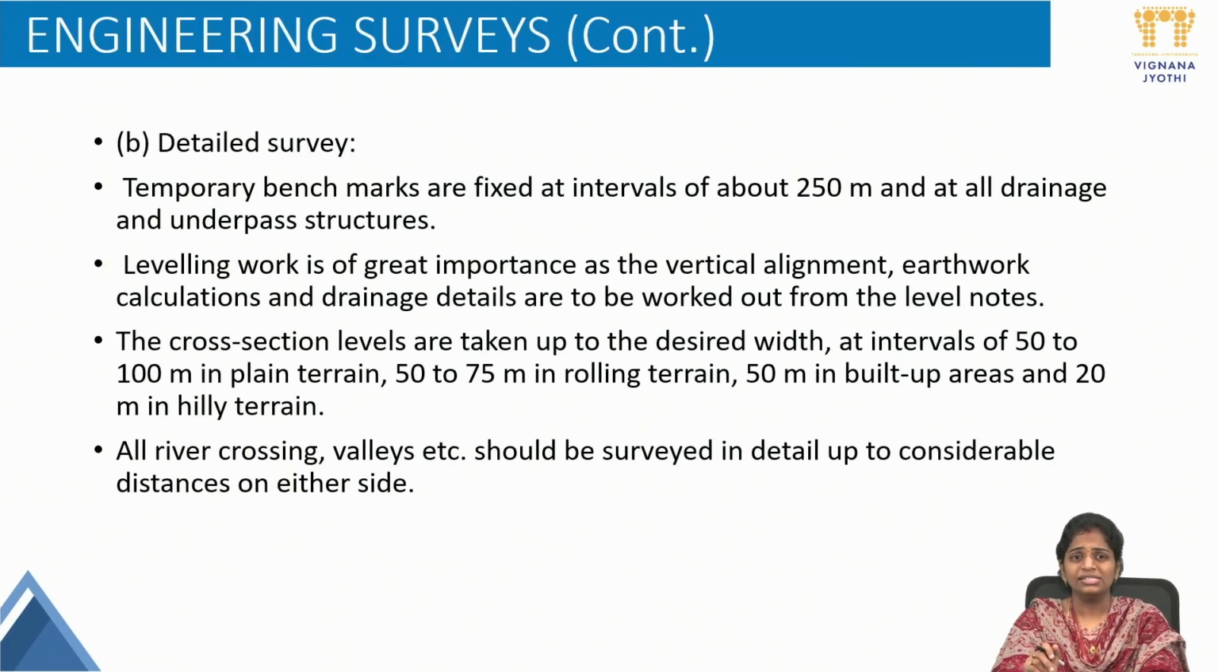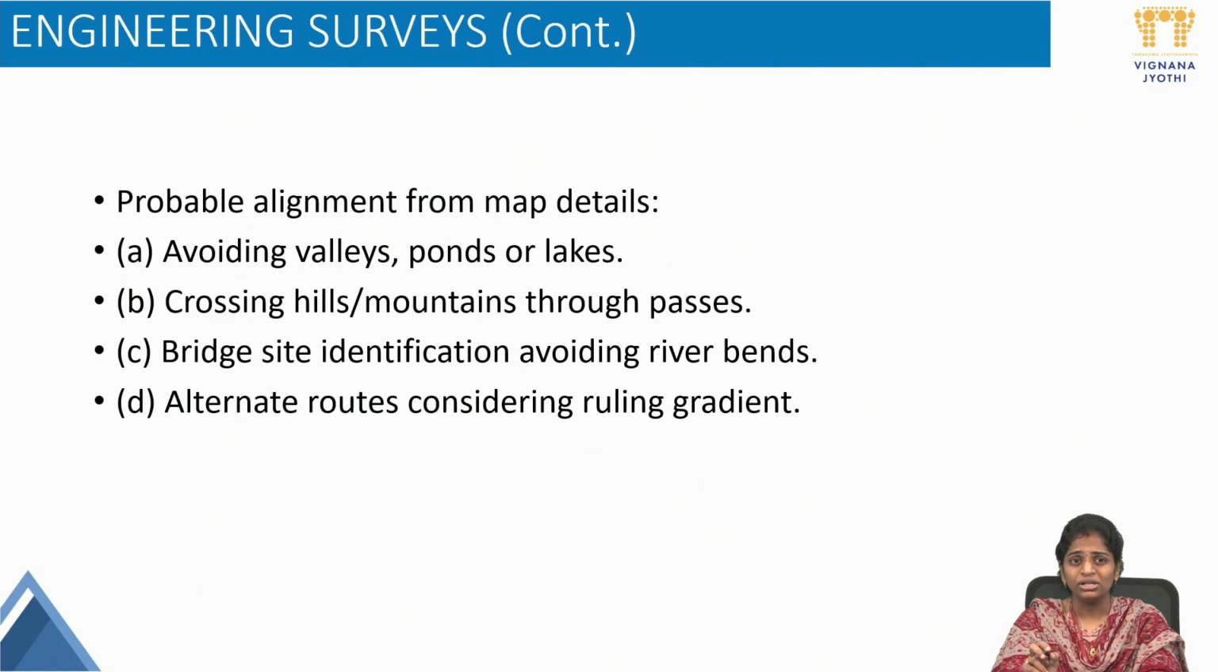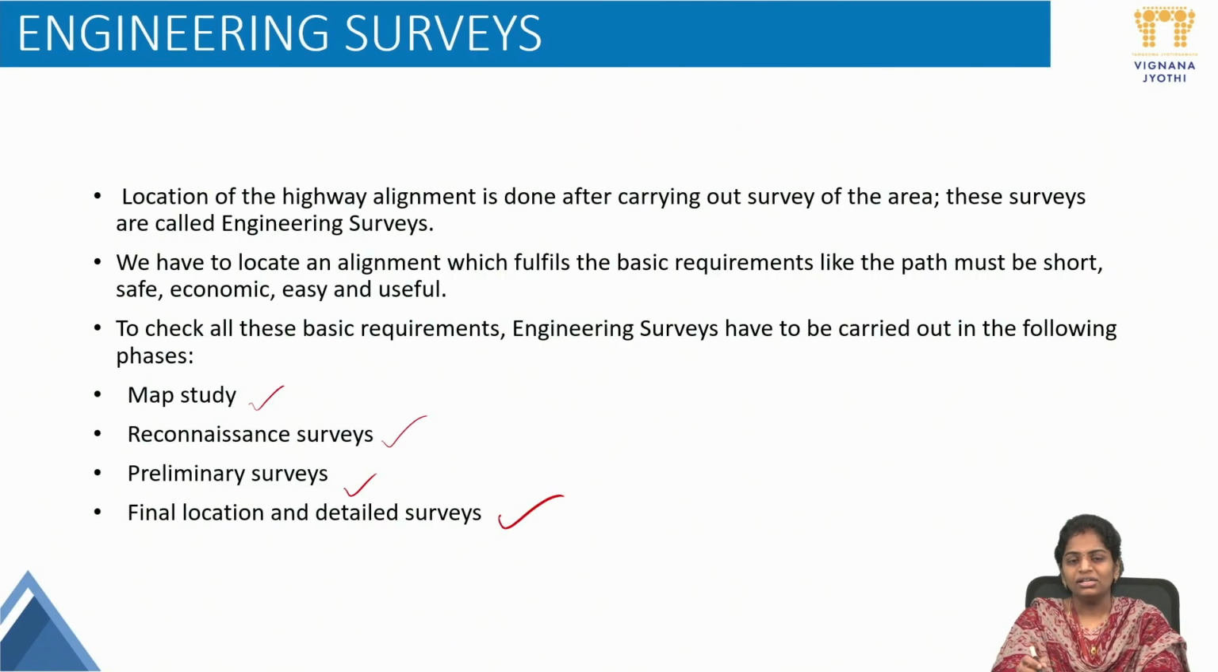Now, what are the 4 stages we have discussed, what are the 4 surveys we are doing? First one is map study, then reconnaissance survey, preliminary survey, and final location and detailed survey. What are we doing in the map study? We are deciding the origin and destination, and we are looking for alternative routes in the map. What features are available from origin to destination, that we are looking at in the map study.